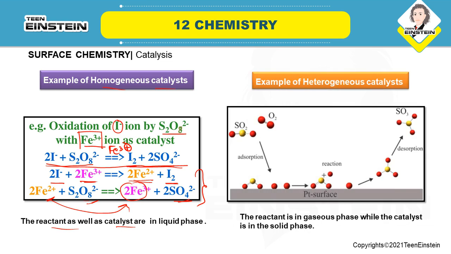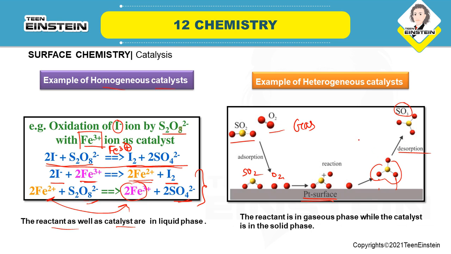Example of a heterogeneous catalyst. Here obviously we will have some surface. This is a platinum surface, which will act as the heterogeneous catalyst surface. And this is the gas phase where the reactant particles are. This is sulfur dioxide, this is oxygen. First of all, the SO2 molecule and O2 are adsorbed on the platinum surface. Then the reaction will take place, and finally there will be the product, which will be attached to this surface, and finally there will be desorption. So now the SO3 molecule is free.